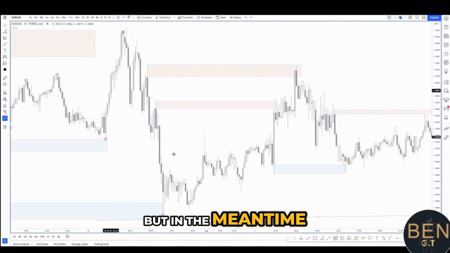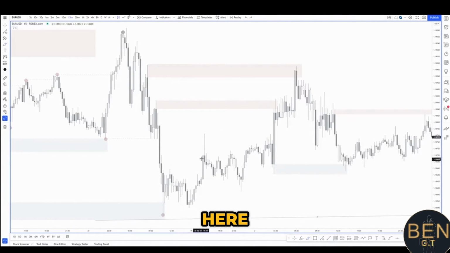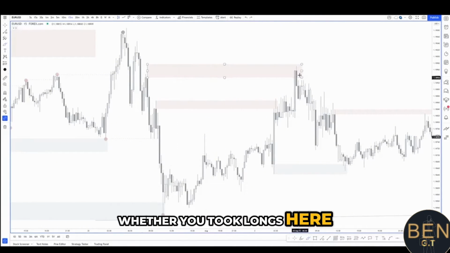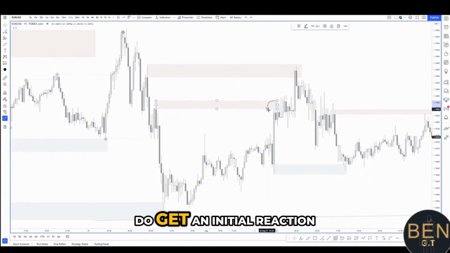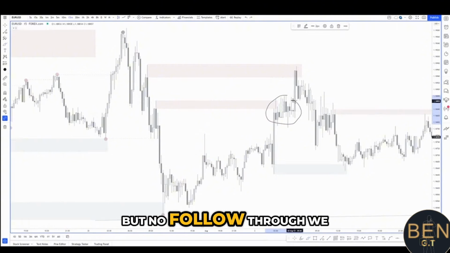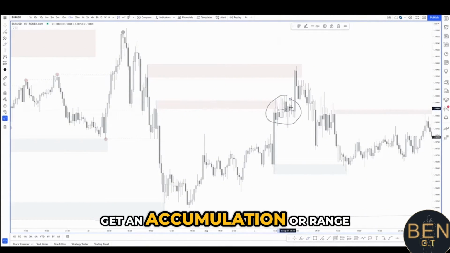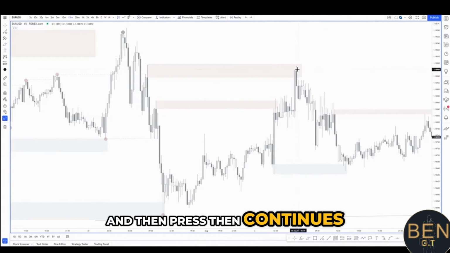Then that's when we can really start to shift our bias. But in the meantime, we can start to fill in some of the void here. Whether you took longs here or not, we would be able to use these supply zones as potential targeting areas. Again, if we look at this first zone, what we can see is we do get an initial reaction, but no follow through. We get an accumulation or a range, and then price continues moving to the upside.